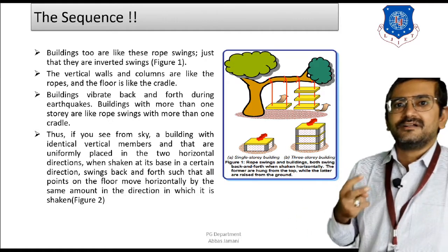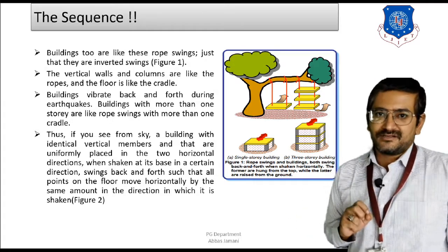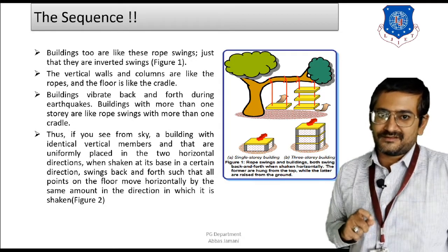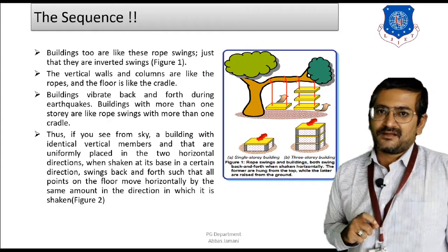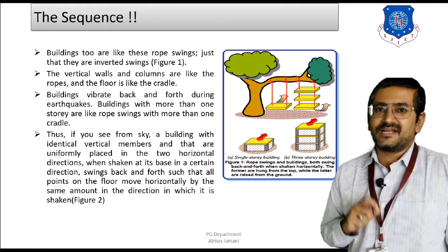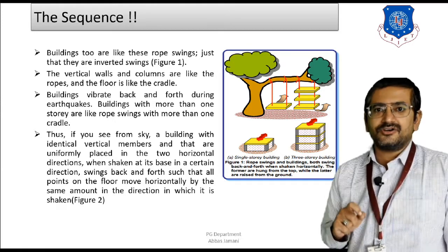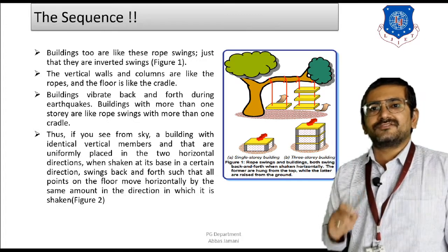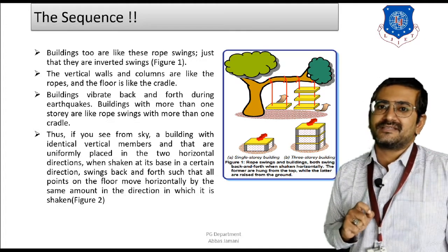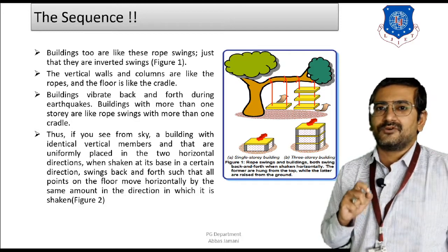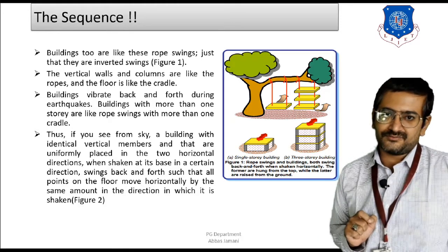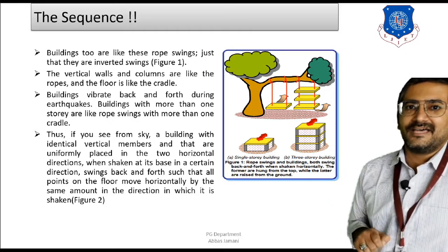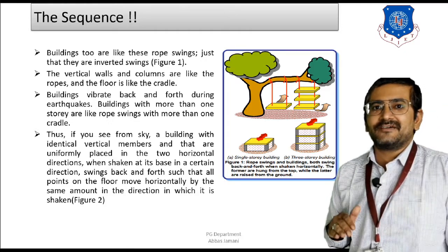Now again, if you look at the two key components that were there in the case of the rope swing, the first component is the rope and the second is the cradle. Now the rope is going to be our vertical component and the cradle is the horizontal component. So if you compare this geometry with that of the building, then in the building, we can say that the vertical columns and the walls are going to be the vertical components and the floor is going to be the horizontal component.